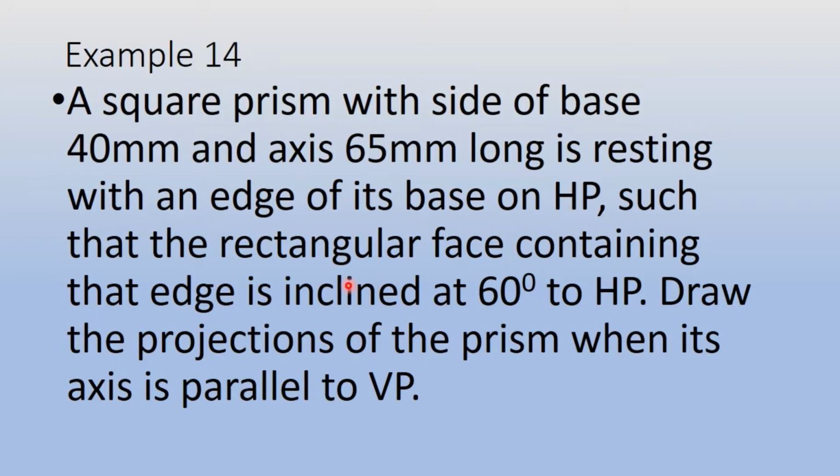and it is in such a way that it's inclined at an angle of 60 degrees to the HP. So the rectangular face of that edge is inclined at 60 degrees to the HP. That means this is the case of a square prism inclined to HP. So we have to draw its projections, and also the axis should be parallel to VP. So we will see now how to imagine this first.